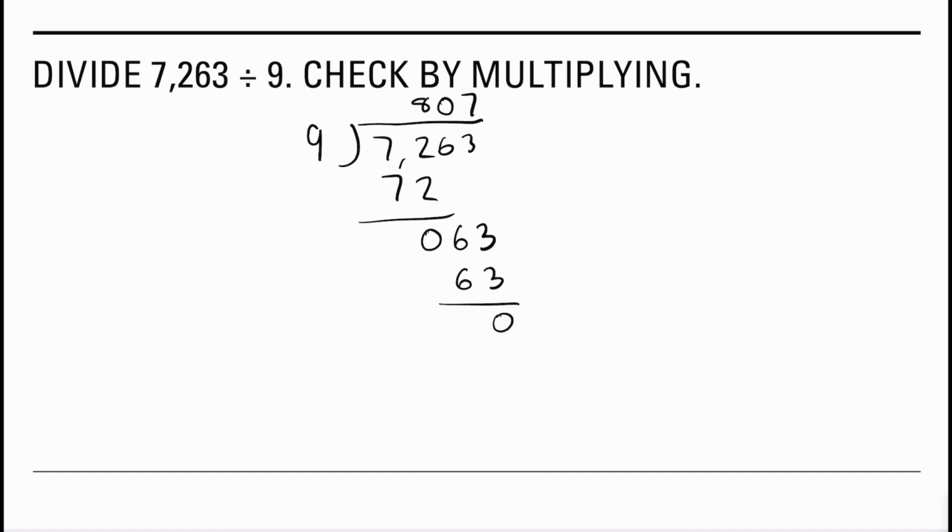So here, make sure you check by multiplying. So we get 807 times 9. And so we get 9 times 7, which is 63. Carry the 6. 9 times 0 is 0, plus 6 is 6. 9 times 8 is 72. And so we get 7,263, which is the same as our dividend. So by now you should kind of be getting a hang for the process.